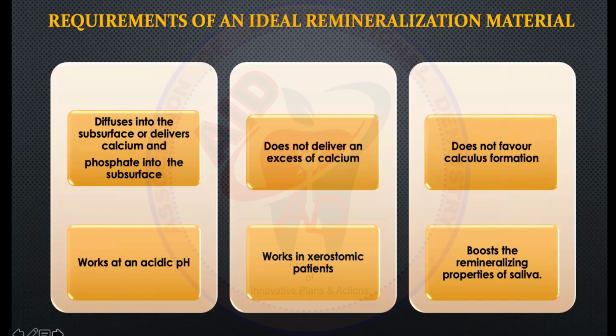Then there are a few requirements of a remineralizing agent. In the previous slide, we discussed the minimal requirement of a remineralization process. Now we are talking about the requirements of an ideal remineralizing material. This material should diffuse onto the subsurface, or deliver calcium and phosphate into the subsurface. If it is not able to give calcium and phosphate into the subsurface, recalcification cannot happen. And it should not deliver an excess of calcium. It should give an appropriate amount of calcium, not less, not more.